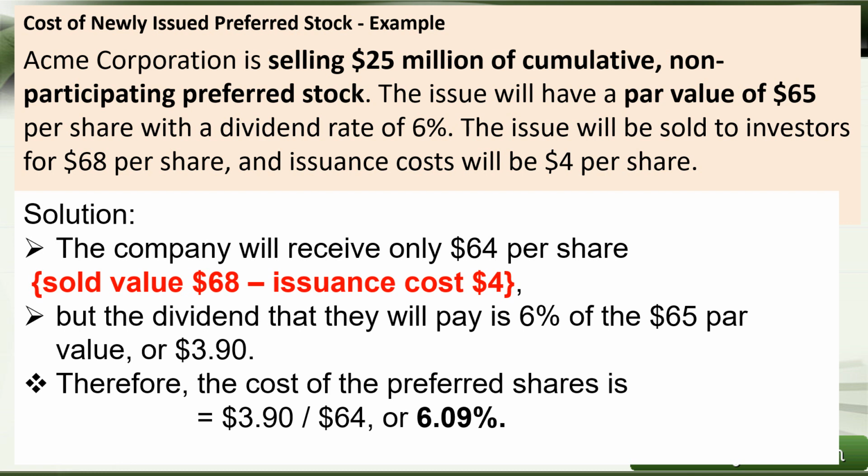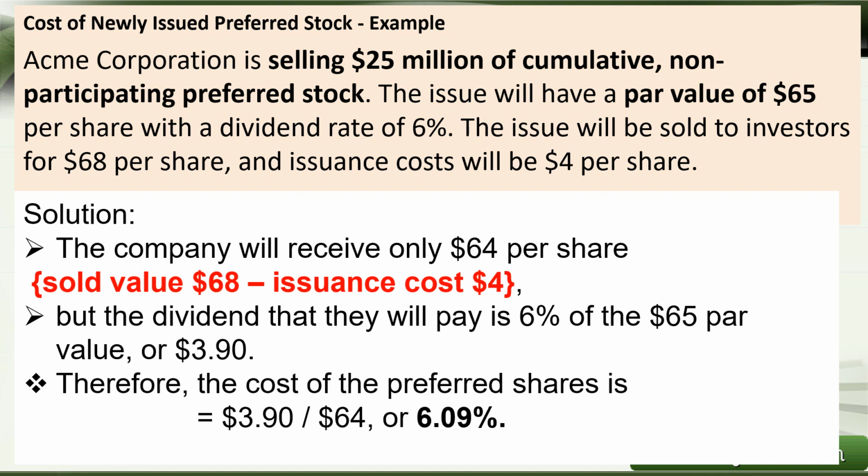So, solution: if we calculate that, the company will receive only $64 per share. How? Because they are selling at $68 per share, but they incur $4 per share. So they receive only $64, which is the net amount. But the dividend that they will pay is 6% on the face value, the par value, which is $65.